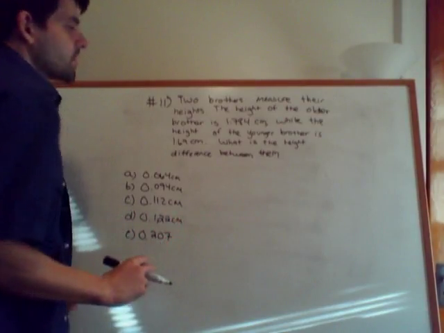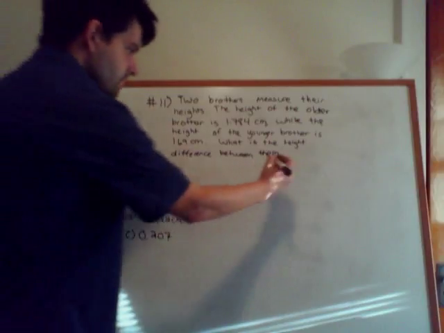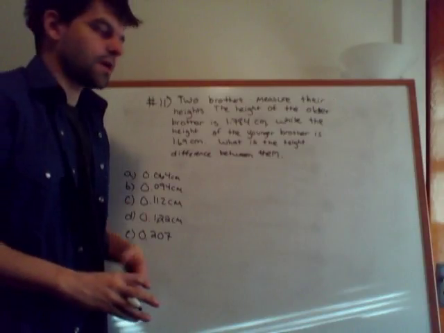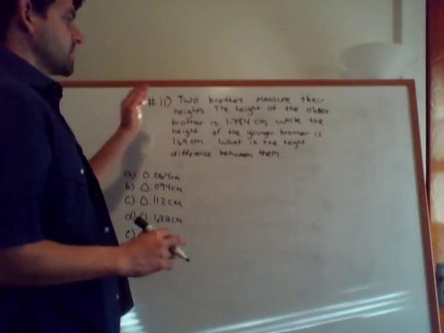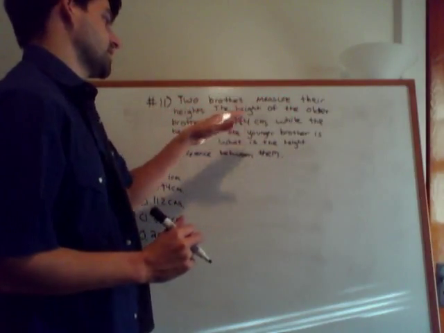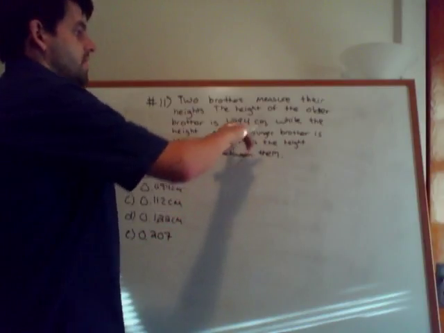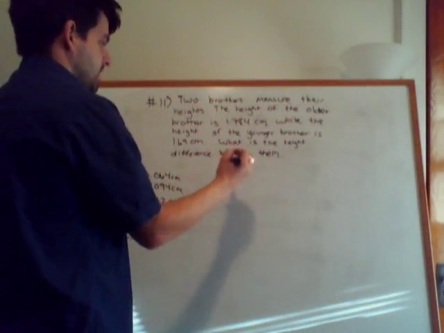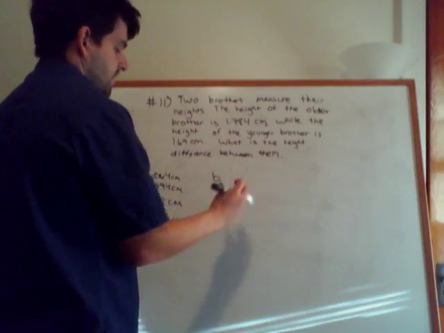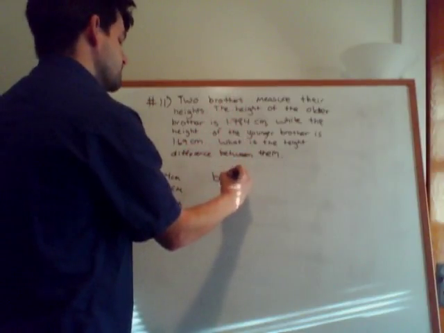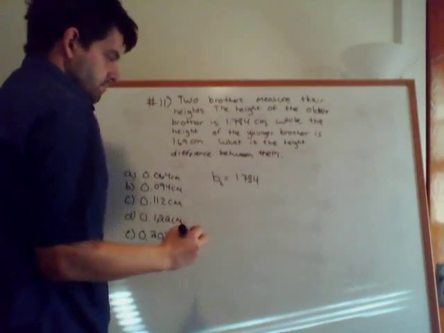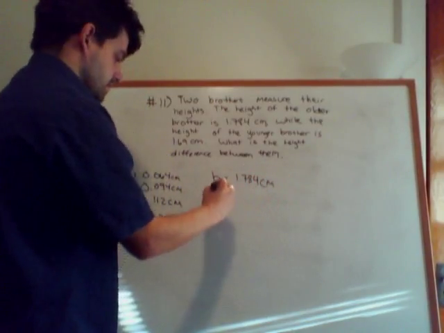Okay, so this is again one of those questions where if you're having trouble with the verbal sentence, try to make it into a mathematical sentence if you can. It says 2 brothers measure their heights. The height of the older brother is 1.784. So let's say B is for brother, and I'm going to use subscript h for height, equal to 1.784 centimeters. Always keep your units.